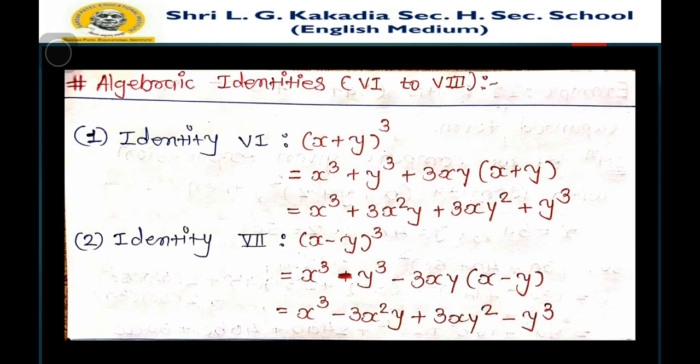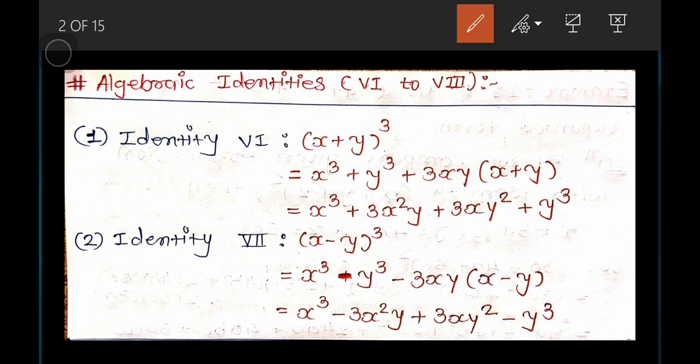Here are the given algebraic identities 6 to 8. We have to remember these identities, and with the help of these identities we can solve some types of examples. So let us understand these identities as given here. First, identity number 6 is given as (x plus y) all cube.